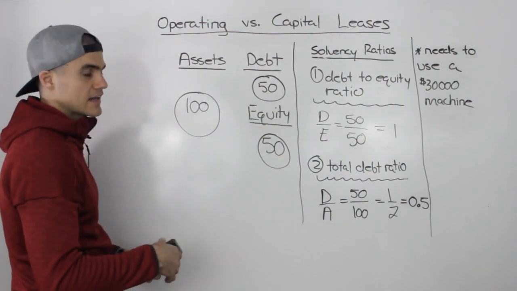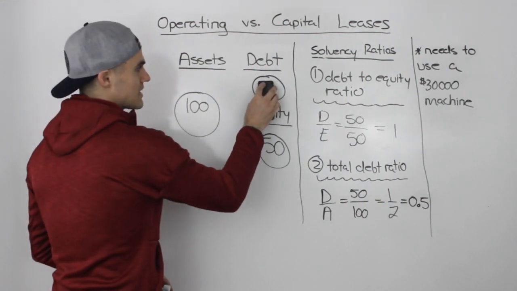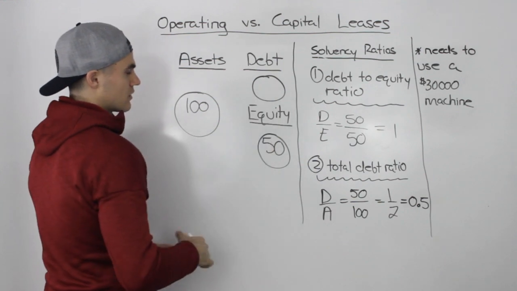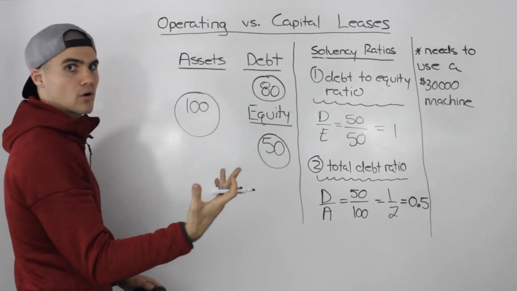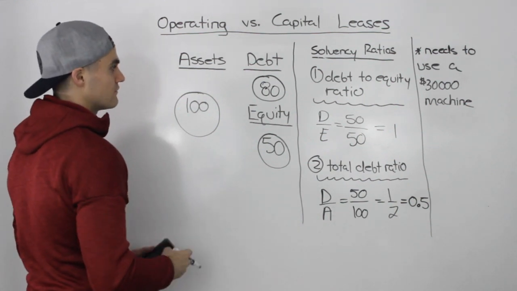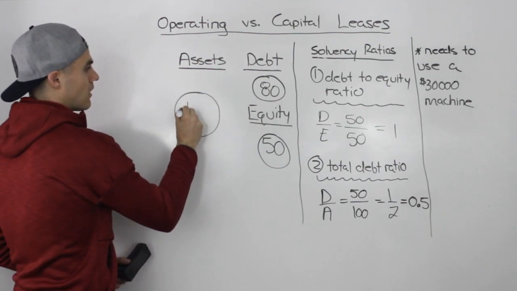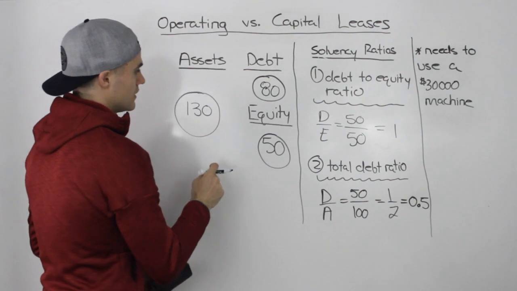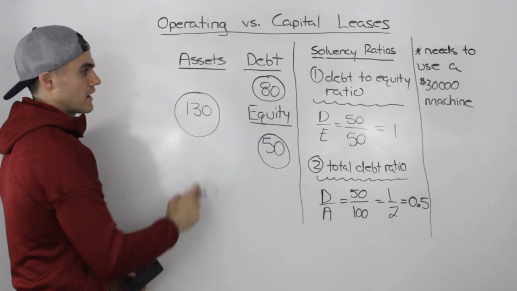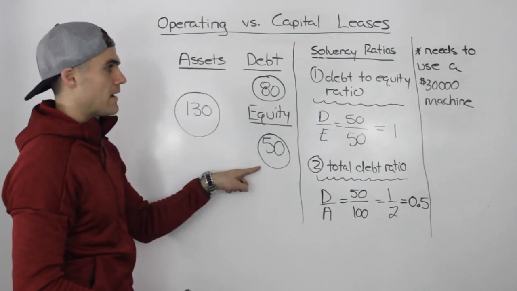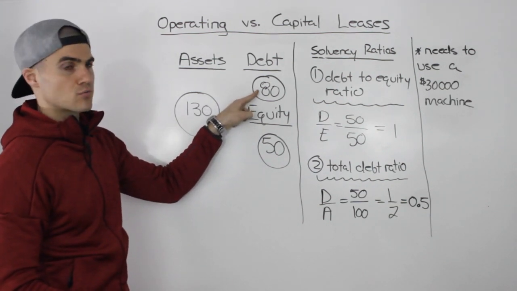So let's say that it decides to buy it, decides to take on the debt to buy this machine. Well, now instead of $50,000, our debt is going to be $80,000, $30,000 more added on to that previous debt figure of $50,000. And now our assets are not $100,000, but they're now $130,000. So the left side of the balance sheet grew by $30,000, the assets grew by $30,000, and the right side of the balance sheet grew by $30,000 again. More specifically, the debt or the liabilities grew by $30,000.